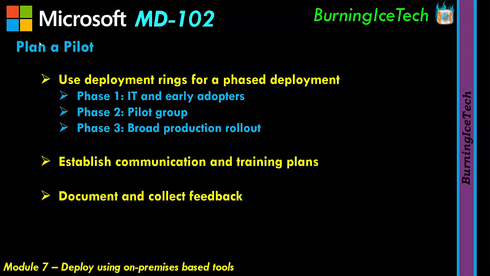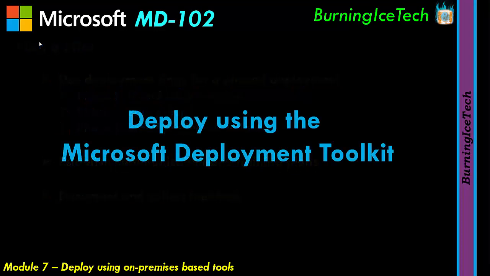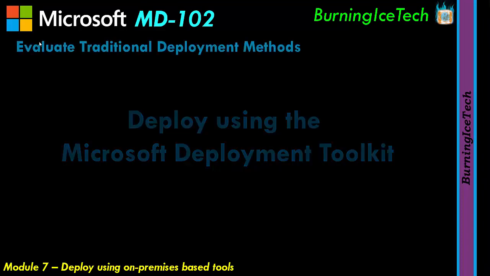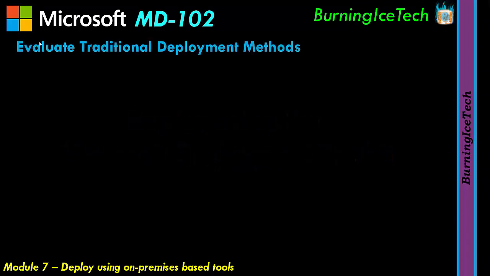And that, folks, brings us finally to the end of the first main section in this module. Let's go take a look at the second main section, which was called Deploy using Microsoft's Deployment Toolkit. The first thing I'm going to be taking you folks through in this section is evaluating traditional deployment methods. So traditionally, we for the most part used images, and it's still actually very, very popular till this day.